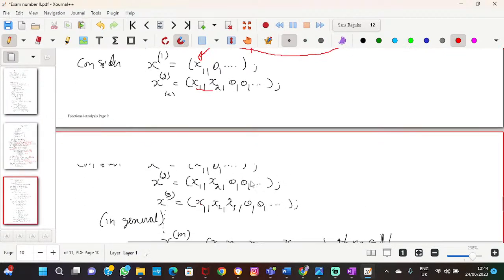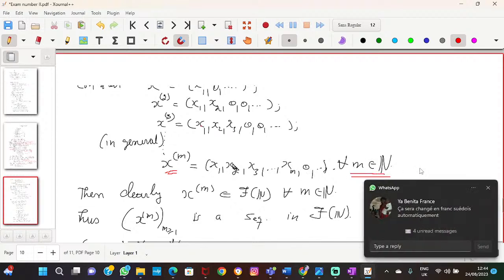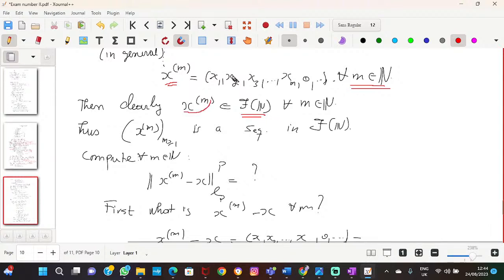If you continue like this, in general, you can define this element x to the power m, out of the bracket, to be x1, x2, x3 up to xm, and a 0 everywhere. For all m, you can do it. So this will give you elements of this set f1 of n that we call x to the power m for all m. Then we have a sequence. This is a sequence in this set.